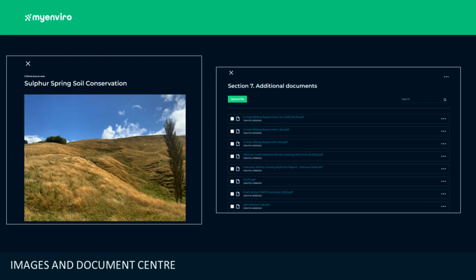MyEnviro has a capability of storing documents and images. Each feature has the option to add relevant images to create context of the farming system. In the back of the platform is a document centre. Any relevant documents such as consents, water takes, FAP Plus documentation and other important documents can be stored, ensuring all information is kept in one place.